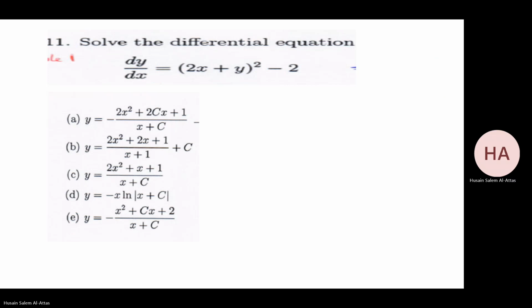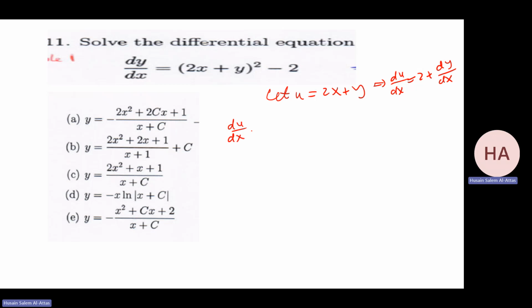Yeah, it is very clear. u = x + y. So du/dx = 1 + dy/dx. Plug it in. I have du/dx - 1 will be equal to u^2 - 2. I have du/dx = u^2. In other words, u^(-2) du = dx. So I have -1/u = x + c.